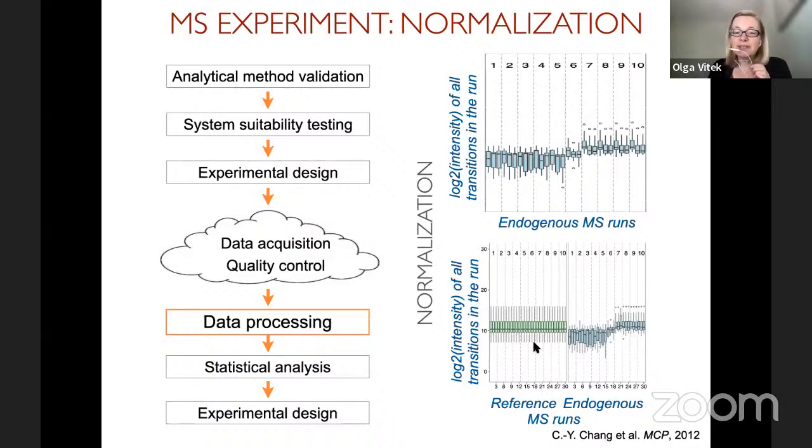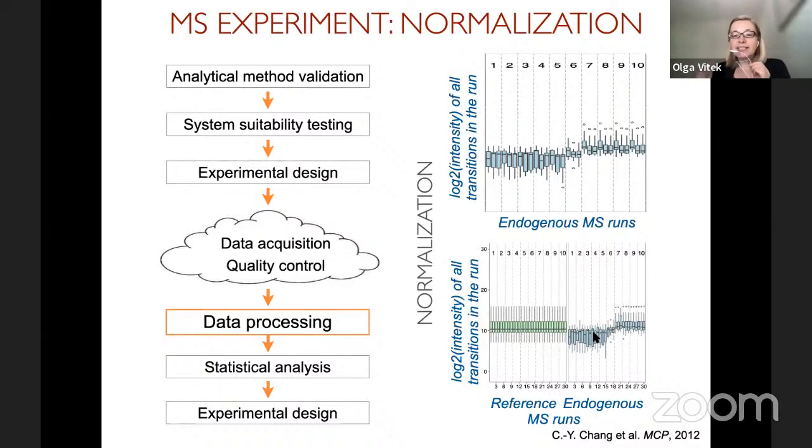Ideally, there will be some endogenous proteins which we know are not regulated, and those can be used as standards. Unfortunately, I don't know if such a thing exists, because we never know that something is never changing under any circumstances. So that's very hard to assume. Now, here we really rely on reference standards because the number of proteins is fairly small. I think it's a couple hundred proteins only.